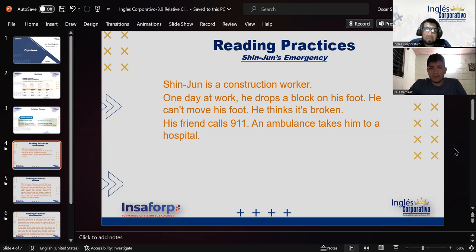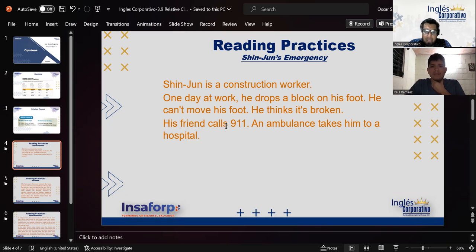Okay, very easy, right? It's not complicated at all. Maybe the most complicated part was the name, Shin Jun, but the rest is easy. So, yeah, it's a construction worker. One day at work, he dropped a block on his foot. So, yeah, those blocks can be really, really heavy. And they can, of course, hurt your feet. And he can't move his foot. He thinks it's broken. His friend calls 911, an ambulance takes him to a hospital.